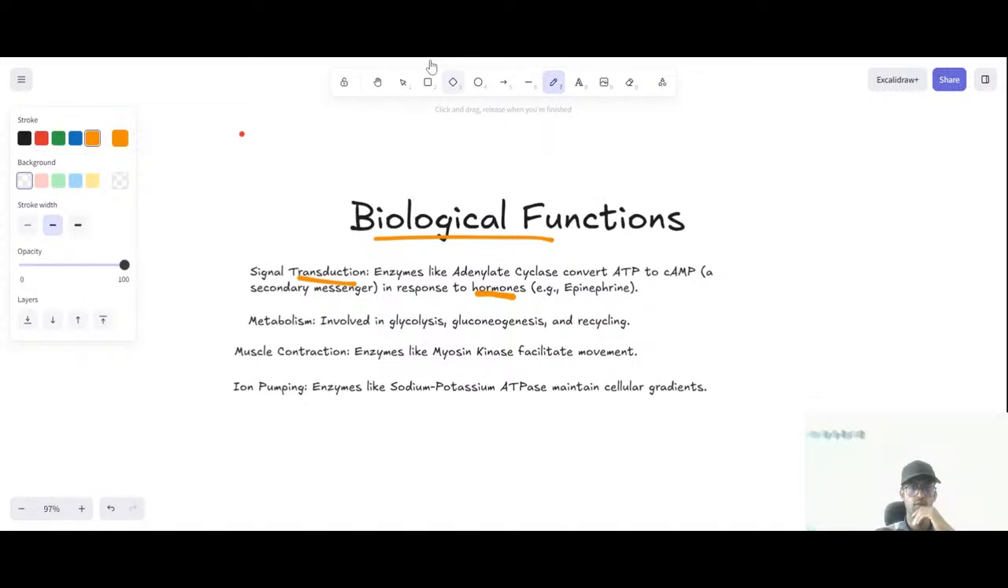So the process is highly regulated by hormones, like when blood sugar is very low, the hormone glycogen is released. So the blood sugar is low.